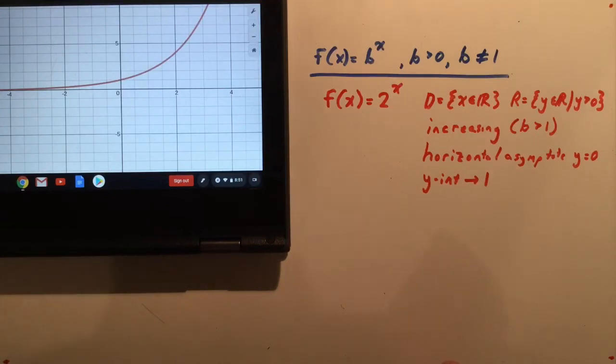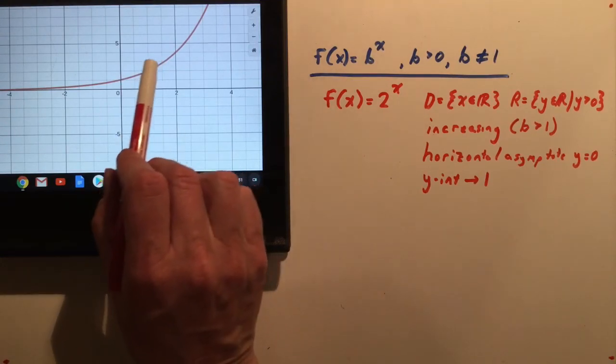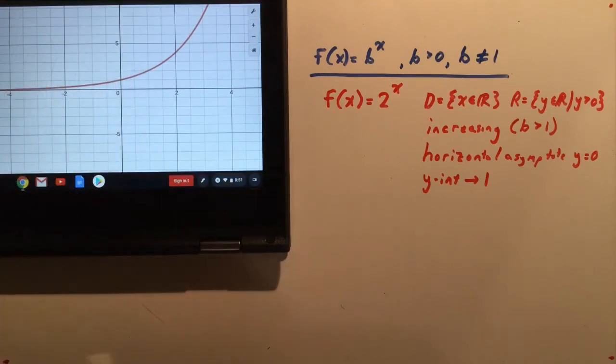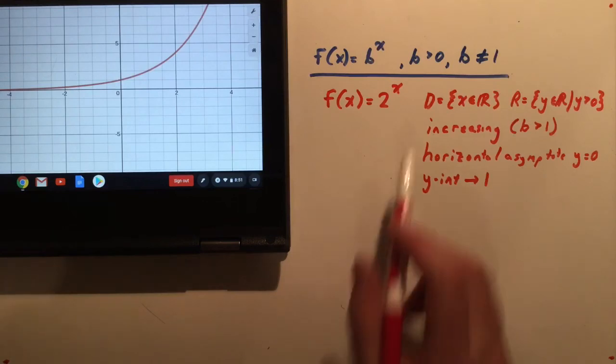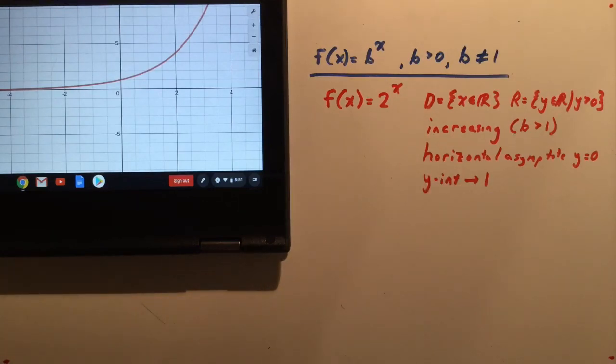It is increasing because b is greater than 1. There's a horizontal asymptote at y equals 0, which as x approaches negative infinity, you can see that this is going to get closer and closer to that x-axis. And the y-intercept is going to be 1 because anything raised to the 0 power is 1, and that's going to be true of all of our standard parent exponential functions.